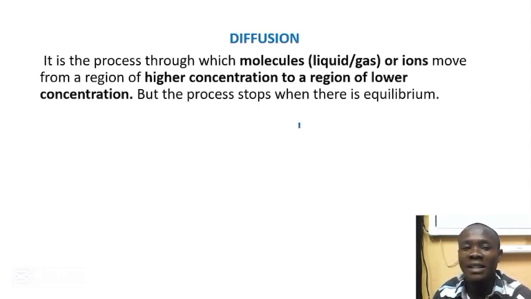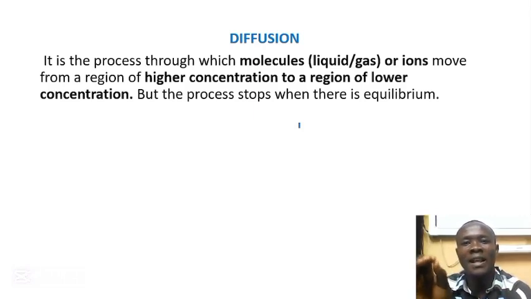What is diffusion? Diffusion is the process through which molecules, which can be in liquid form or gaseous form, or ions, move from the region of higher concentration, that means where we have more of it, to the region of lower concentration, where we have less of it. Now, if I spray air freshener in this room I'm sitting, from this point here, it will move to where it is not found, or where we have less of it. That means it is moving from higher concentration to lower concentration.